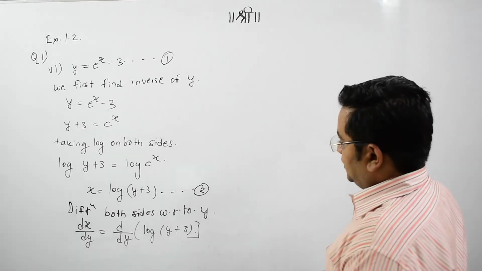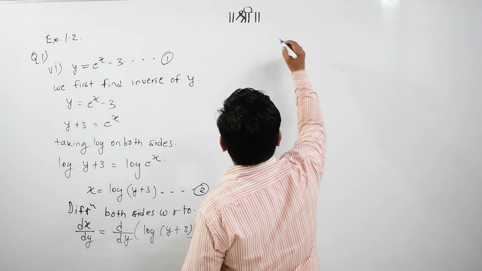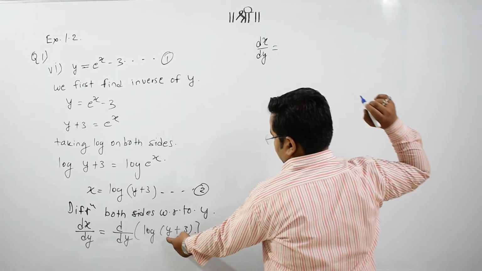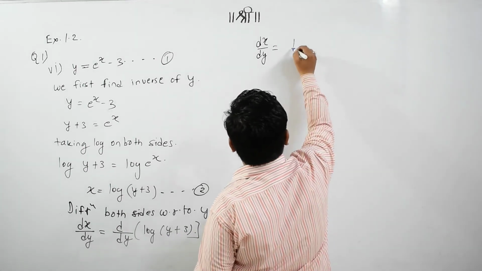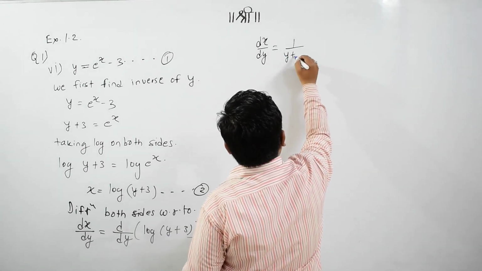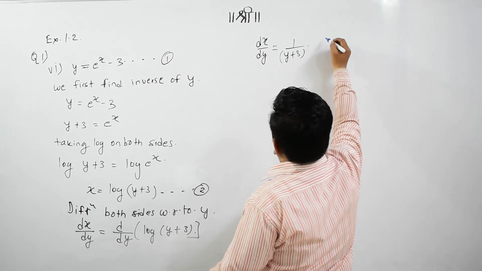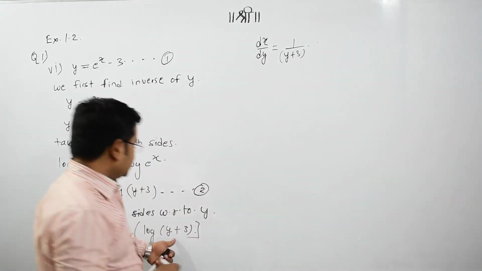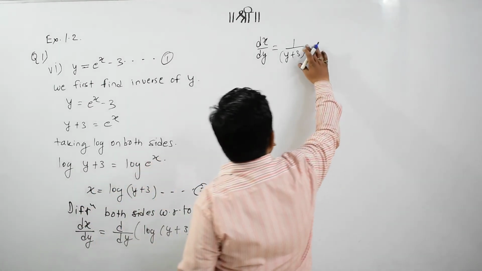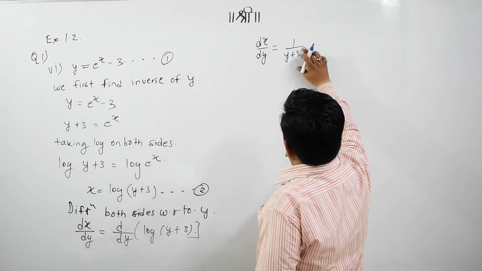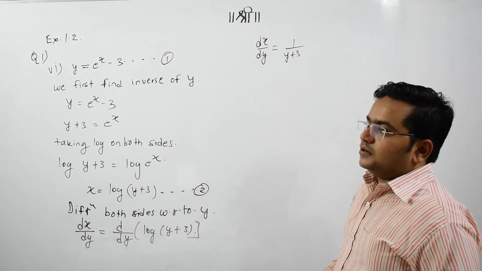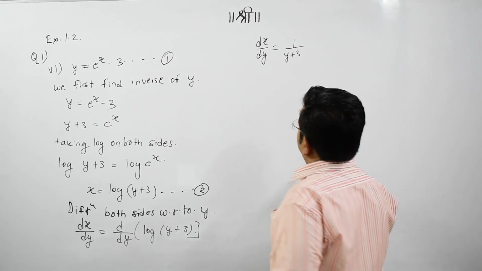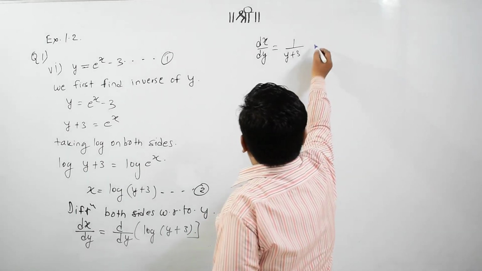Now next step is what? dx upon dy is equal to what? The derivative of log of f of x is 1 upon f of x. So y plus 3 into, what is the derivative of f of x? It will be 1. So this will remain as it is. The derivative of y plus 3 comes to 1 again. Okay, so nothing else we are getting out of that. So again, value substitute.